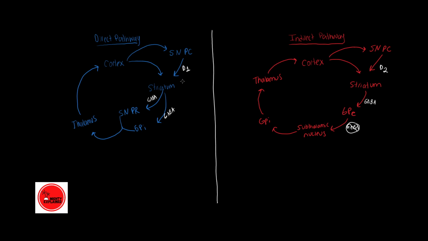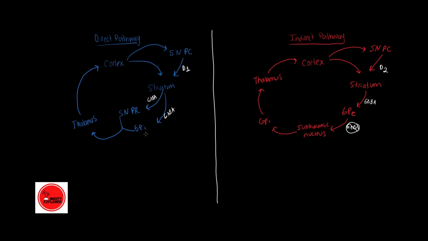what everything acts on. So beginning with the direct pathway, we begin in the cortex, as I stated, and the cortex acts on the substantia nigra pars compacta and the striatum, and then you can see the D1 receptors and the dopaminergic output from the pars compacta to the striatum, and the striatum acts on both the substantia nigra pars reticulata and the globus pallidus internus, which both act on the thalamus, and the thalamus goes all the way back around to the beginning to act on the cortex.